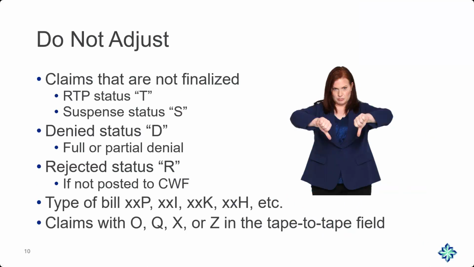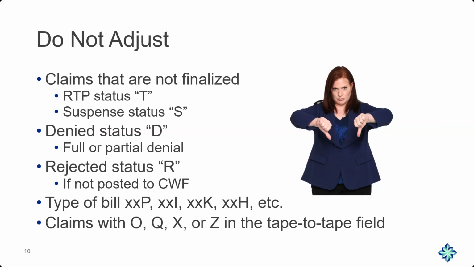Now, there are certain situations when a claim should not be adjusted. First, if the claim is not finalized. Any claim that has been returned to provider is not finalized and should not be adjusted. These claims can be identified because they have a status of a T. These claims are being sent back for corrections, and they're going to have to process back through the FISS edits before they will be eligible for payment.